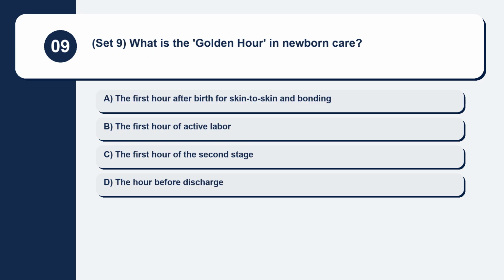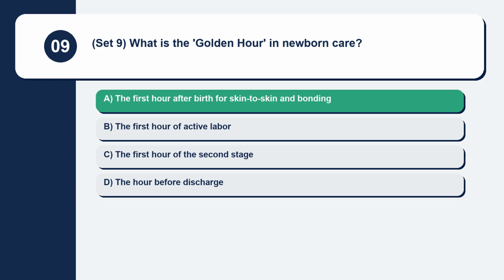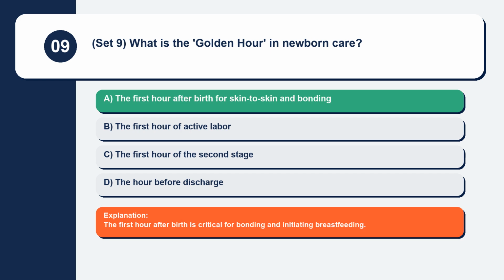Question 9. Set 9. What is the golden hour in newborn care? The first hour after birth for skin-to-skin and bonding. The first hour of active labor, the first hour of the second stage, the hour before discharge. The first hour after birth is critical for bonding and initiating breastfeeding.